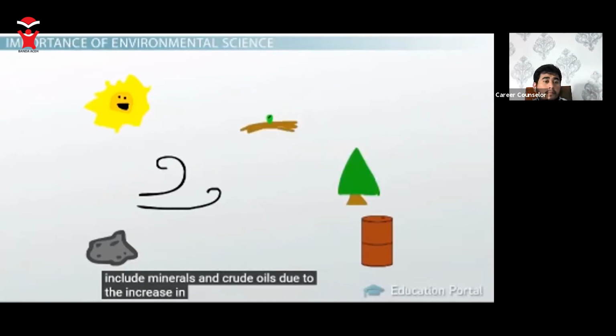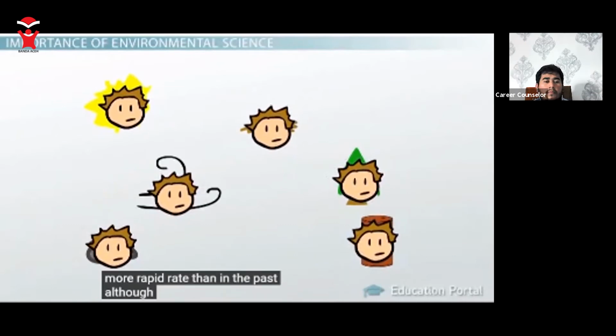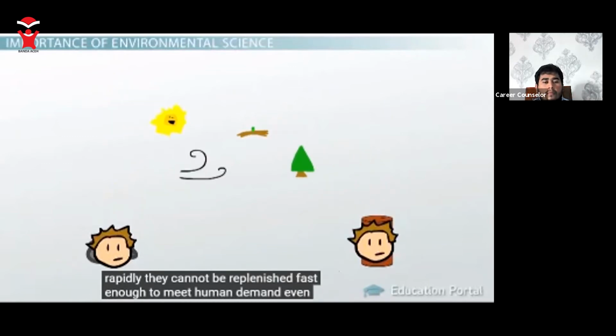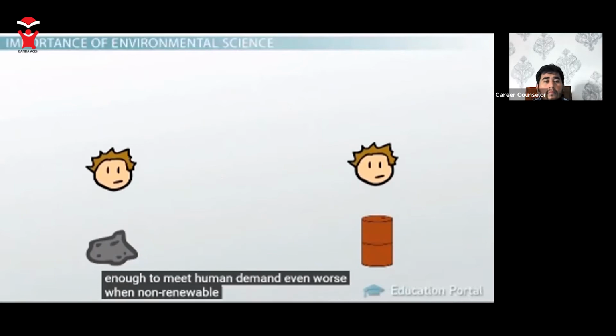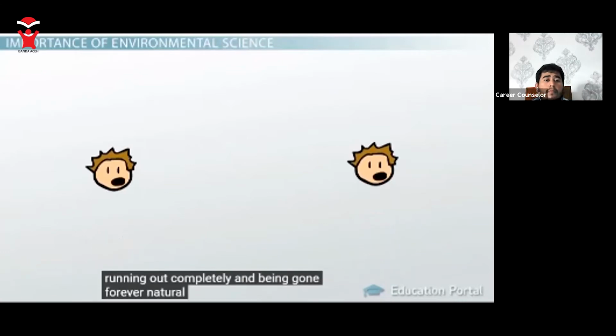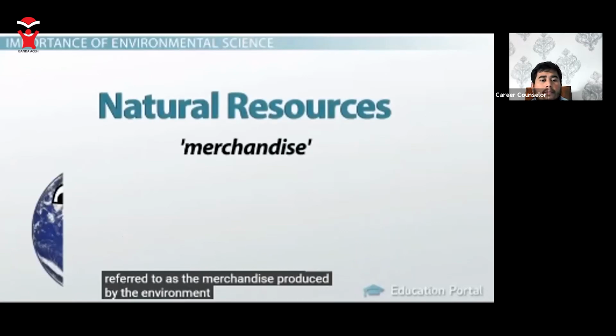Due to the increase in the human population, natural resources are being used up at a more rapid rate than in the past. Although renewable natural resources can be replenished, when they are used too rapidly, they cannot be replenished fast enough to meet human demand. Even worse, when non-renewable natural resources are used too rapidly, they become closer to running out completely and being gone forever. Natural resources have been referred to as the merchandise produced by the environment.